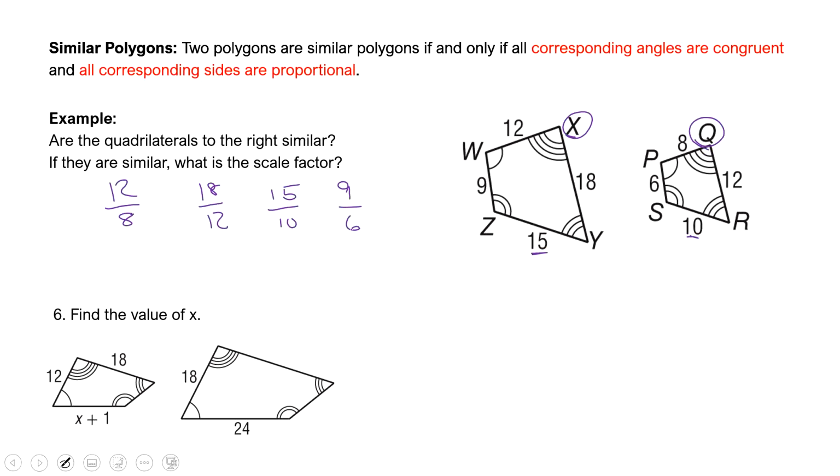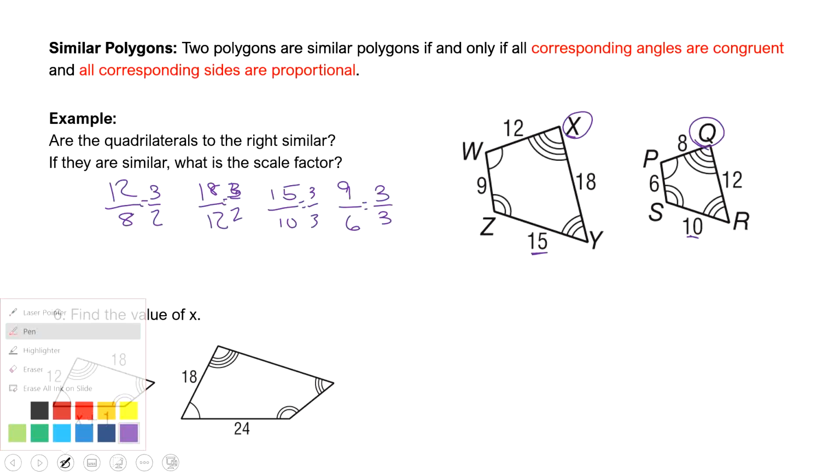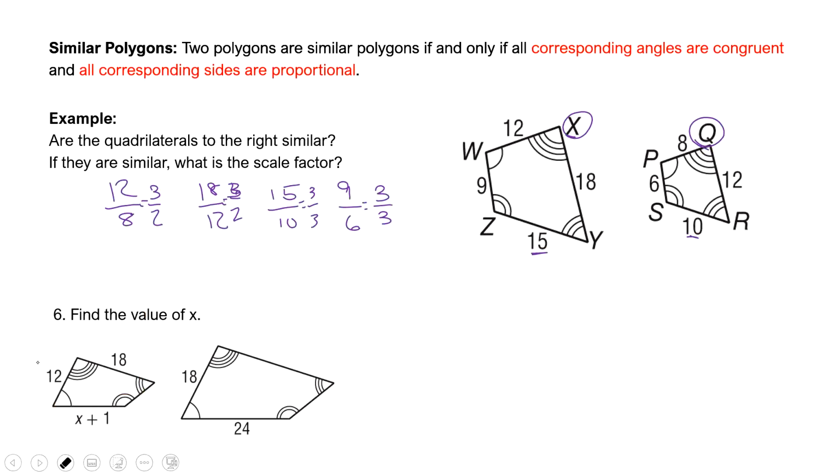I can factor both of these by 4, so I end up with 3 over 2. I can factor both of these by 6. I end up with 3 over 2 again. I can factor these by 5, so I end up with 3 over 2 for a third time. Here I can factor by 3, I end up with 3 over 2. So now I look and see my scale factor. Whoops, sorry, that should be 3 over 2. Sorry about that. So now I see my scale factor in this example is 3 over 2 or 1.5.